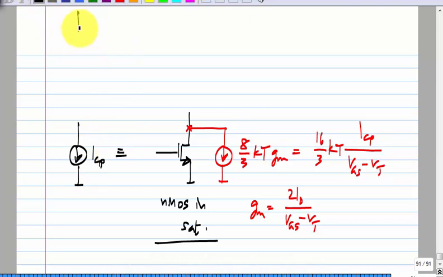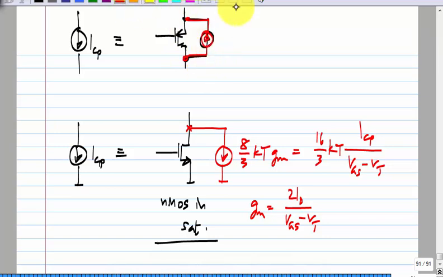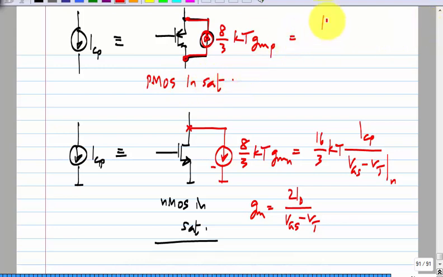And similarly, the up current source, how would you implement this? Using a PMOS transistor. And it can be in either direction, I will just show it like this. By the way, I should write GMN, this is the GM of the NMOS transistor, and this is VGS minus VT of the NMOS transistor. And here we will have 8/3 kT GMP, this is PMOS in saturation, and that is the same as 16/3 kT ICP divided by VSG minus VT of the PMOS transistor.